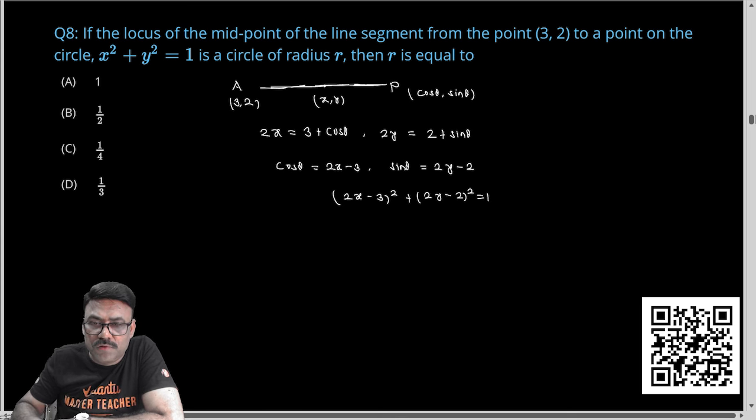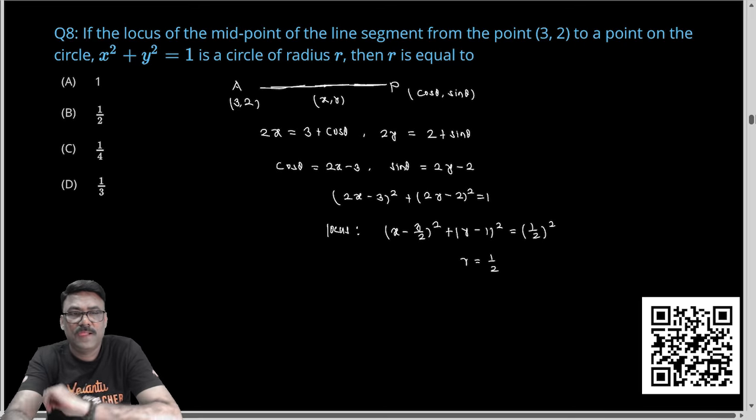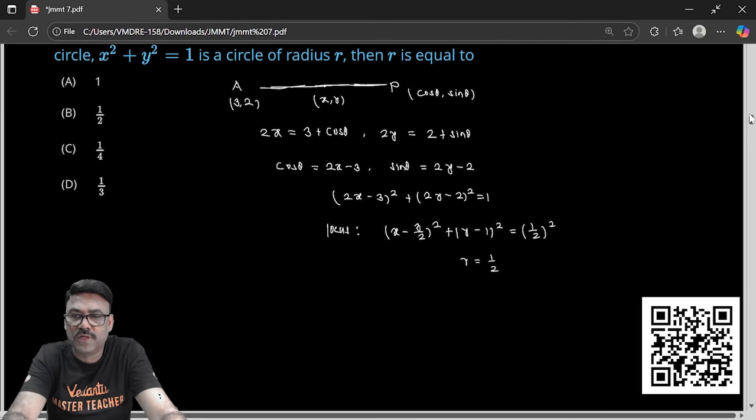And obviously this locus is a circle. It can also be written as (x minus 3 by 2) whole squared plus (y minus 1) whole squared is equal to 1 by 4, or half whole squared. So this locus is a circle with radius half. So r is half here, which means option B is the correct option here.